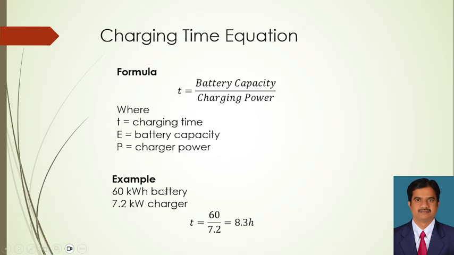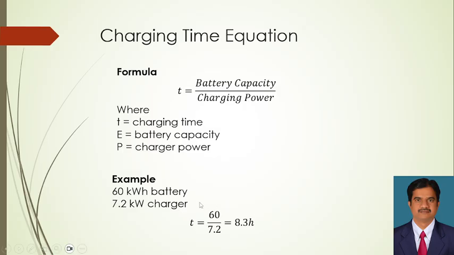T is the charging time, E is the battery capacity, P is equal to charger power. For example, if the battery has the capacity of 60 kilowatt hour and the charger of 7.2 kilowatt, then the charging time will be calculated using the formula T is equal to battery capacity divided by charging power. Therefore, T is equal to 60 kilowatt hour divided by 7.2 kilowatt.